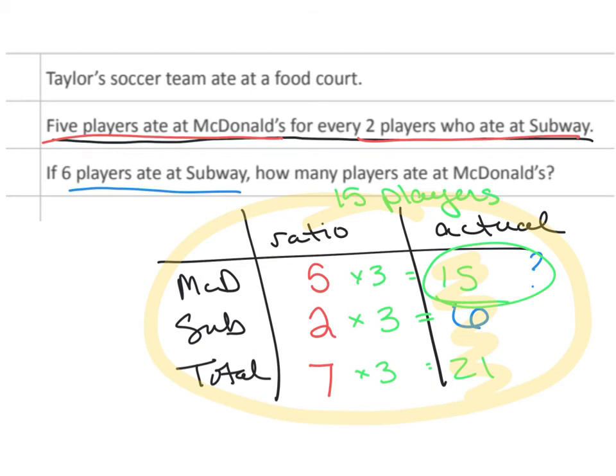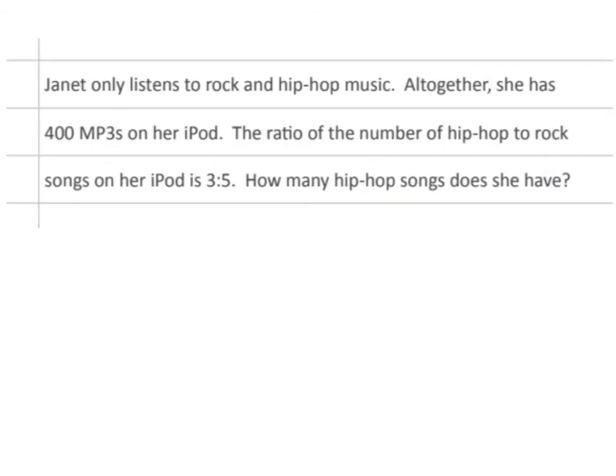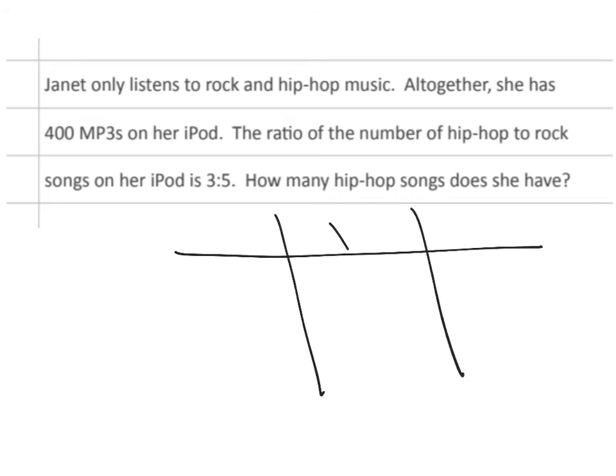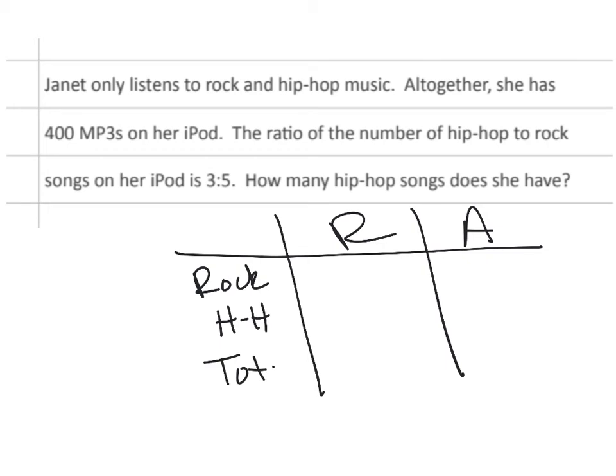Okay, let's do another one. Feel free to pause the video so that you can try it by yourself and see how you do. We're going to only have a couple more examples. Janet only listens to rock and hip-hop music. Okay, I'm going to set up my table. This is the ratio. This is actual. I've got rock music, and I've got hip-hop music. And then the total number of songs.